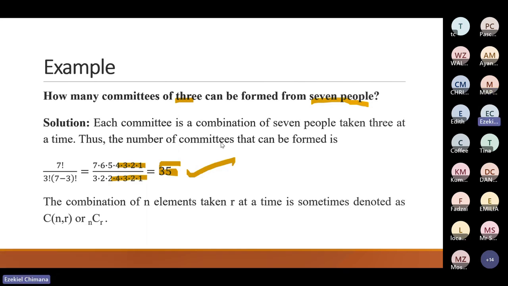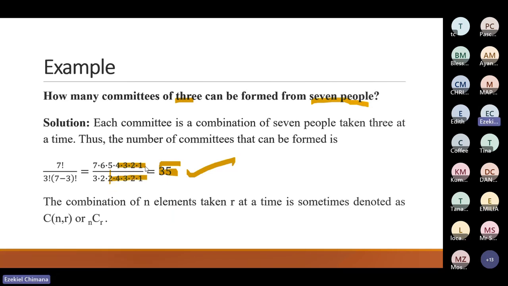Sir, on your calculation, for the 3 factorial, is it 3 times 2 times 2, or should it be times 1? Yes. 7 minus 3 is 4 factorial, which is this one, and then 3 factorial. Okay, yeah, this one is supposed to be 1. Thank you for that correction. It's a 1 there, and I'm sure that the result will be 35, but it was a typo here.